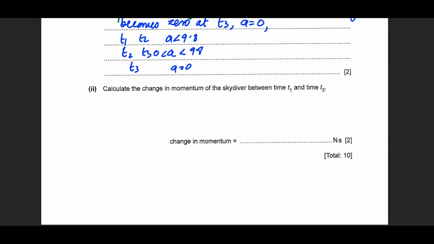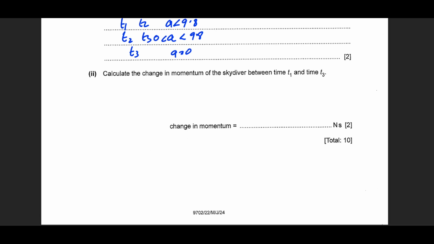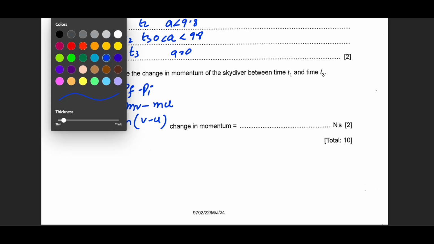Then he asks you about the change in momentum from T1 to T3. So the change in momentum is equal to final momentum minus initial momentum. Since that is mass times V minus mass times U, mass is common. Let's take m on the outside, so this becomes final velocity minus initial velocity.